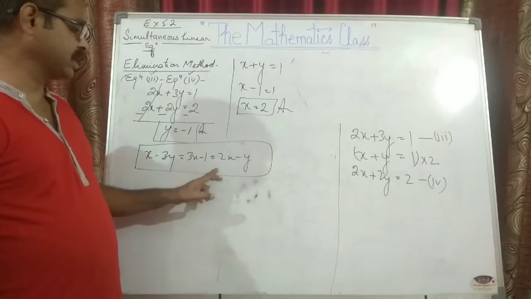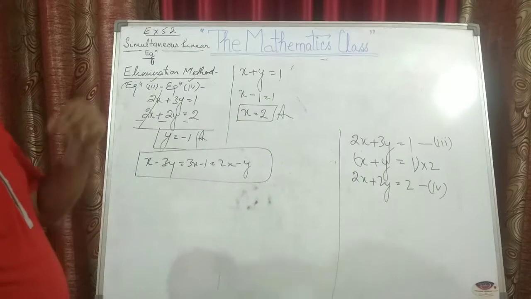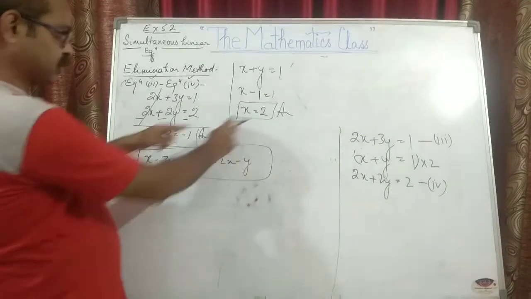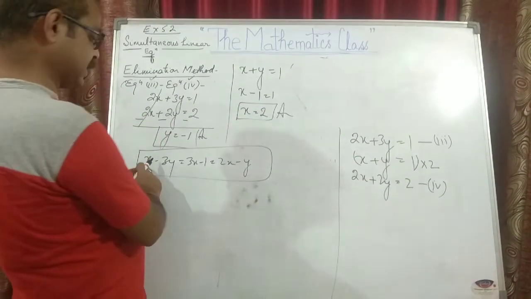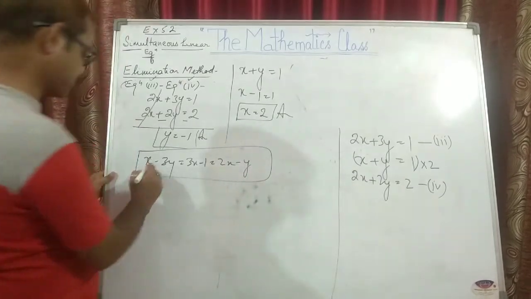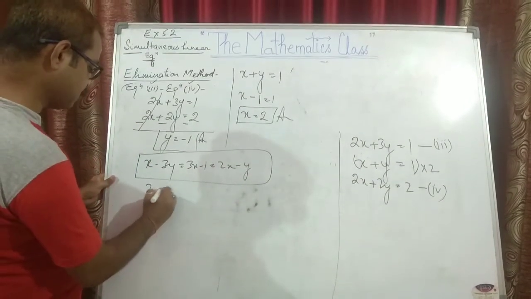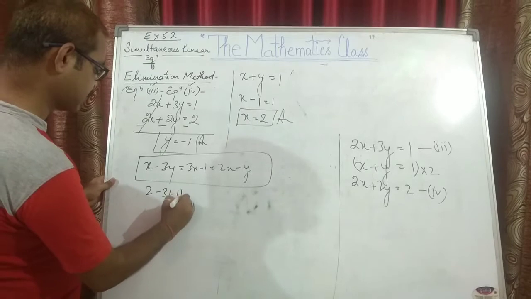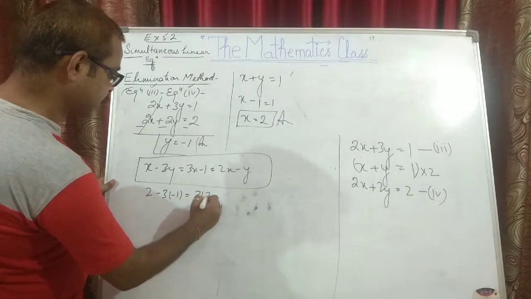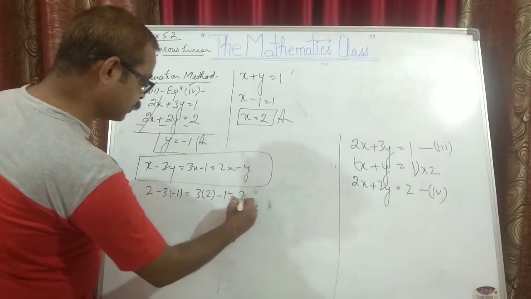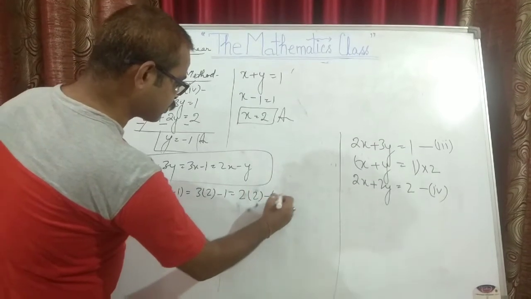Okay, this was the original equation. We will just try to see whether we have done right or not. So wherever x is there in the equation, put x equal to 2 and y equal to minus 1. So if this was the equation, I am writing 2 minus 3 into y, which is minus 1, is equal to 3 into x, which is 2, minus 1, is equal to 2 into 2 minus of minus 1.